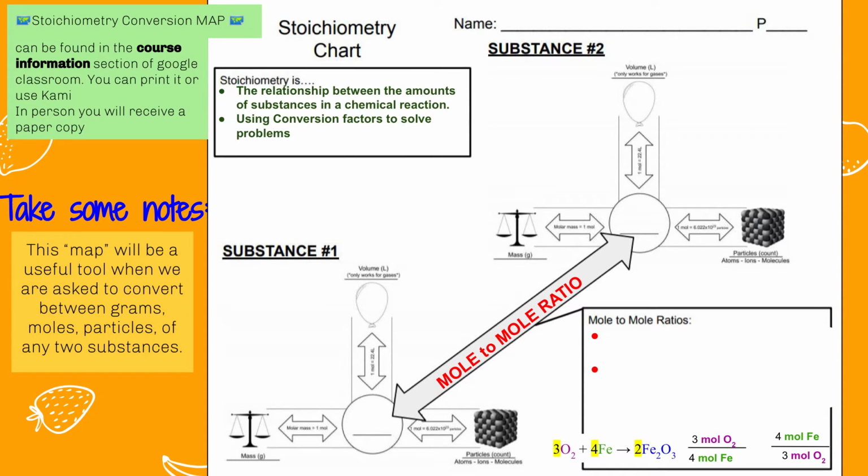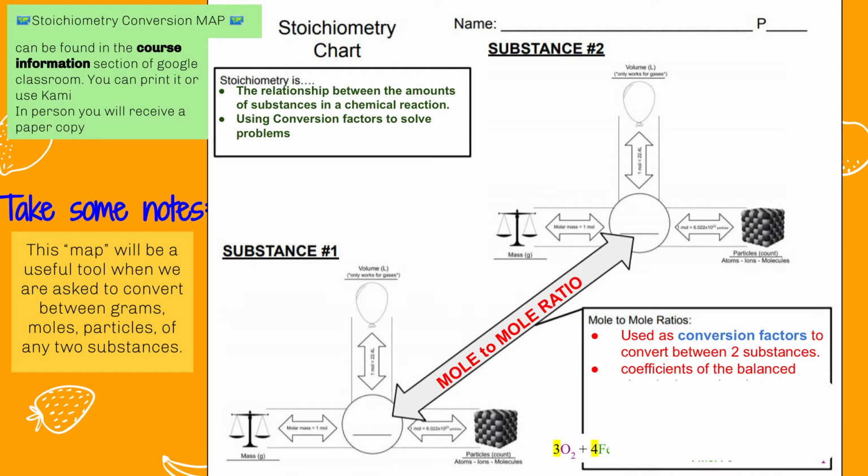So stoichiometry in this section is the relationship between the amounts of substances in a chemical reaction, using conversion factors to solve problems. Okay? Then on your map, you should be writing mole-to-mole ratio between substance 1 and substance 2. So in order to get from substance 1 to amounts of substance 2, you need to use the mole-to-mole ratio. Okay? You can't go from grams of one substance to grams of another without going through the mole-to-mole ratio. And the mole-to-mole ratio is used as a conversion factor to convert between 2 substances. The coefficients of the balanced chemical equation are the conversion factor.